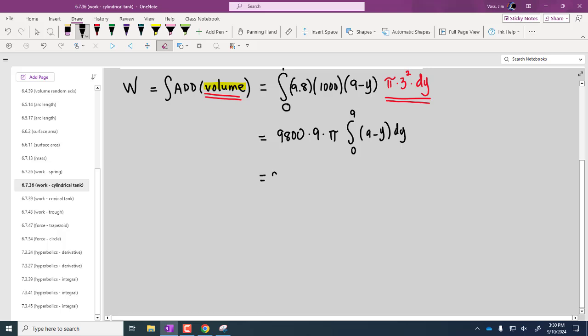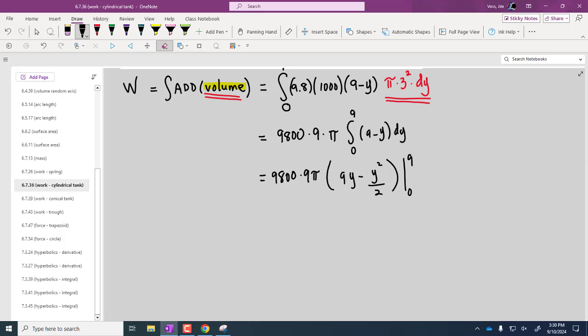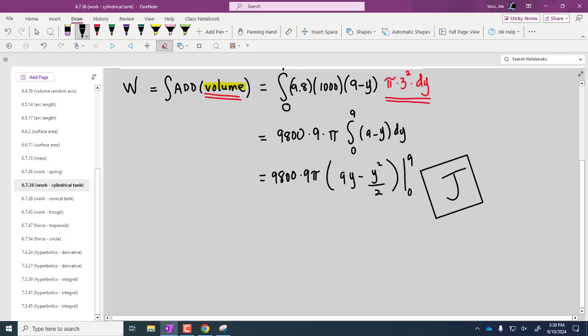And you know how to integrate this. I'll write out one more step. So we'll integrate this to 9y minus y squared over 2, from 0 to 9. Plug in the 0, plug in the 9. What are the units? Joules. Don't forget, on the exam, units. Any word problem, you need to have units. So we will have joules.